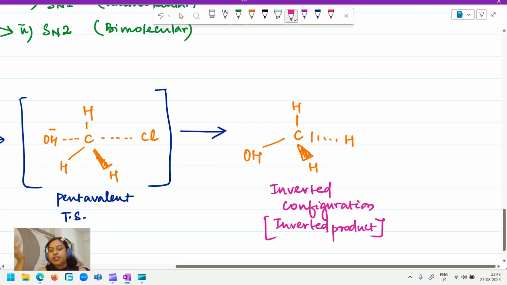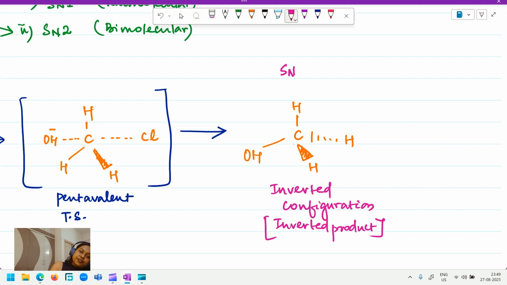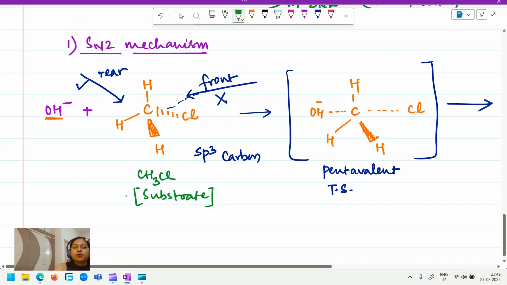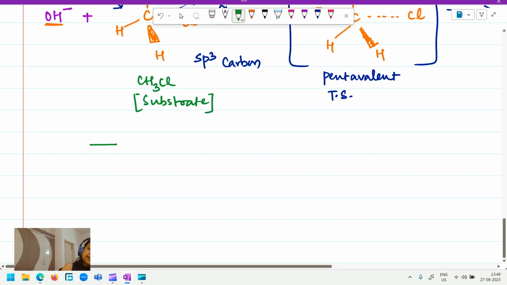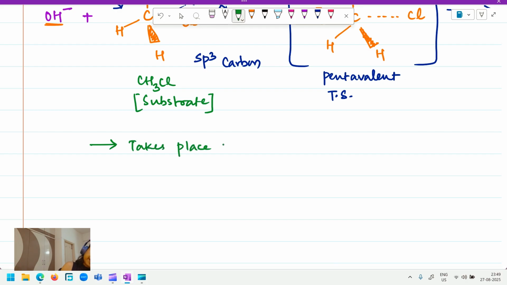Okay, now we have a molecule with inverted configuration, inverted product. This product is our SN2 substituted product, right? Okay, so what was the point of SN2? Plus, there would be a release of chloride minus Cl minus ion. Now, what was the whole point of SN2, calling it bimolecular, is that it takes place in one step? Yes, this takes place in a single step, Gaurav.